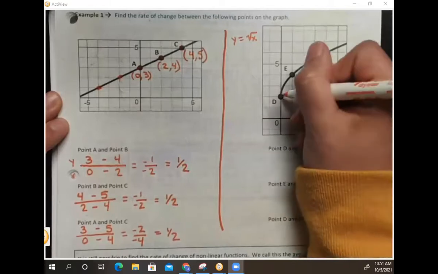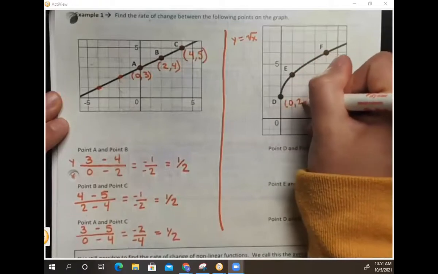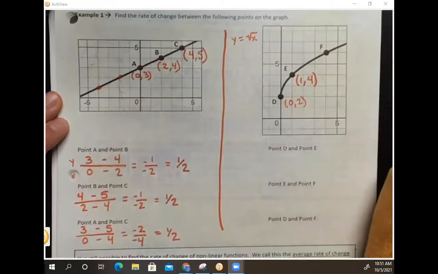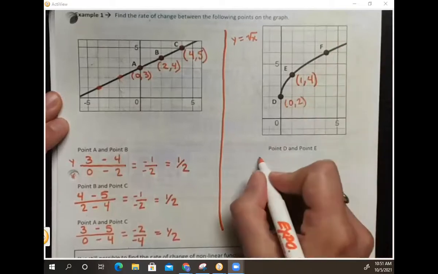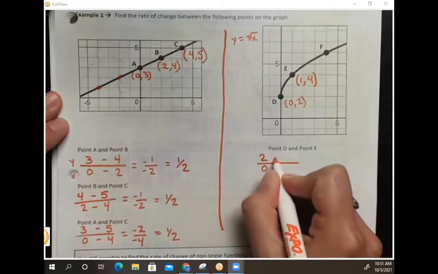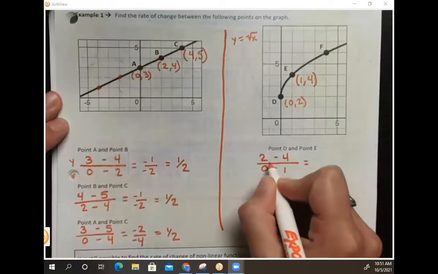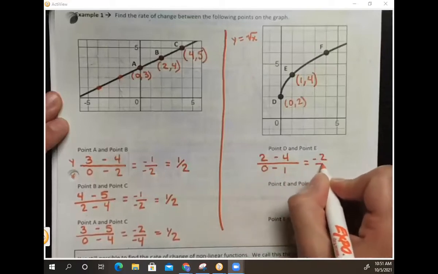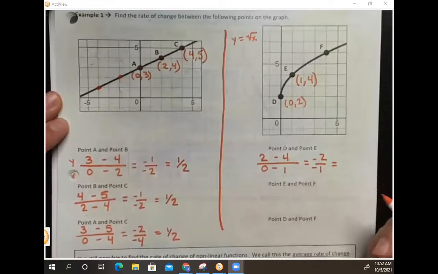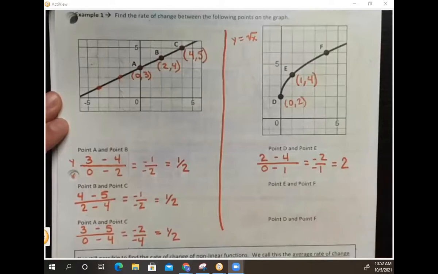So we're going to start by finding the slope between D and E. D is at 0, 2. E is at 1, 4. So we're going to find the slope between those 2 points. Remember, y on top, x on bottom. So 2 over 0 minus 4 over 1. 2 minus 4 is -2. 0 minus 1 is -1. Negative over a negative is a positive. So my slope here would be +2, or if you wanted, +2 over 1.